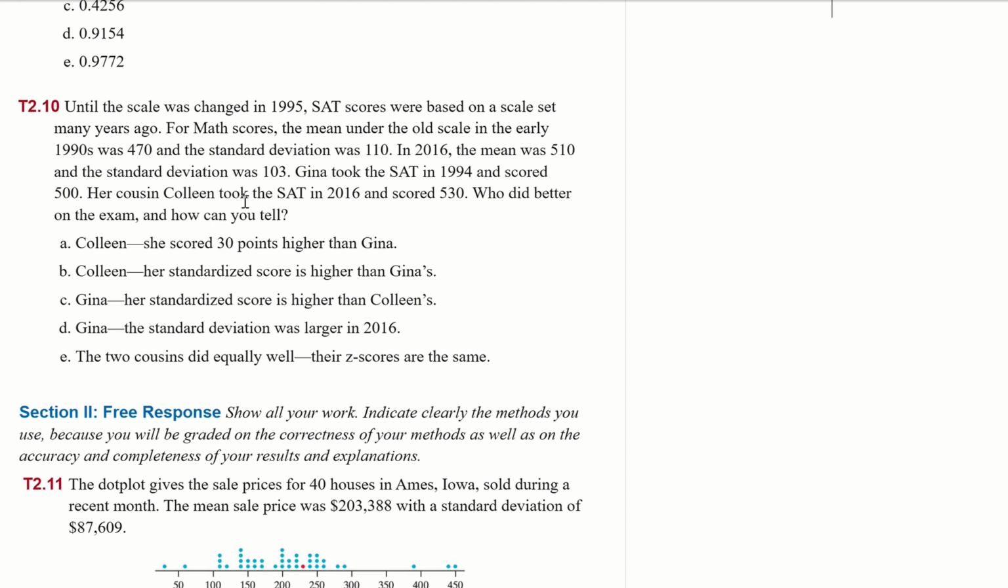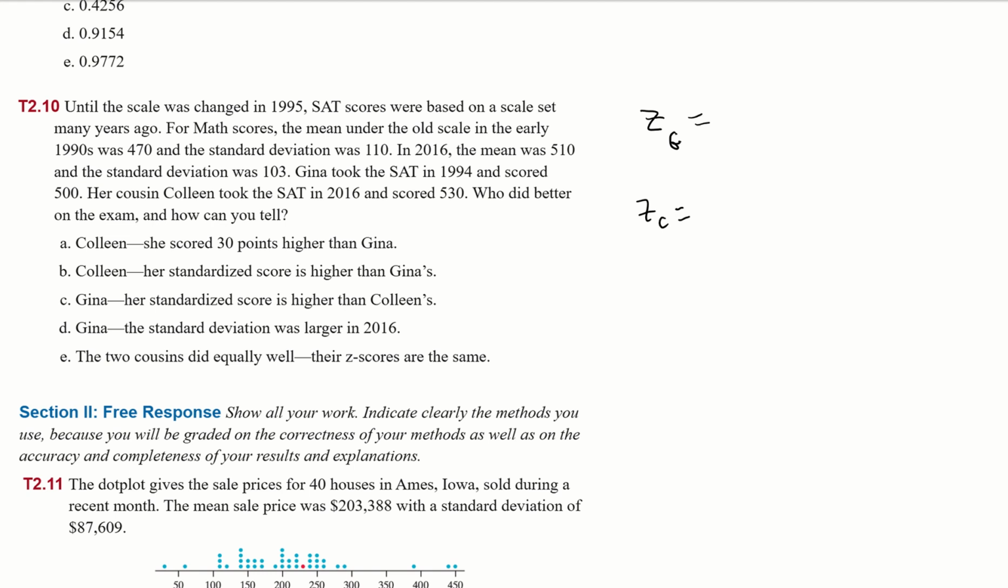All right, this is a good question. Who did better? If you just looked at the absolute numbers, you would say Colleen had a higher score. However, this was 22 years later, so a lot of things changed. It's possible that Colleen actually did worse. Maybe they did the same as well. Who knows? Let's calculate it. We're going to calculate the z-scores and compare them: the z-score for Gina and the z-score for Colleen.